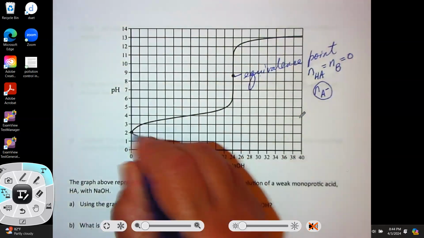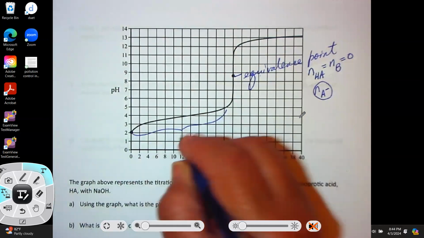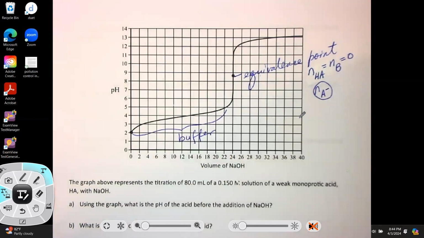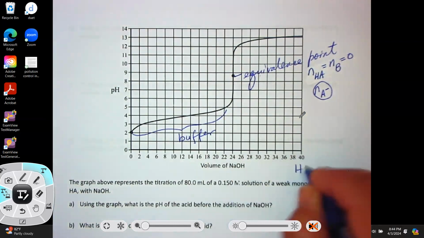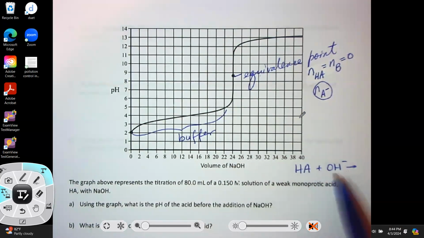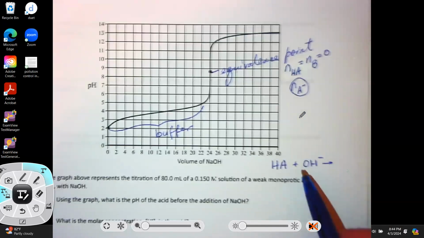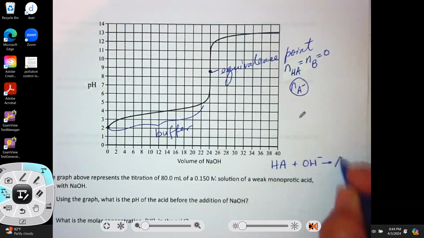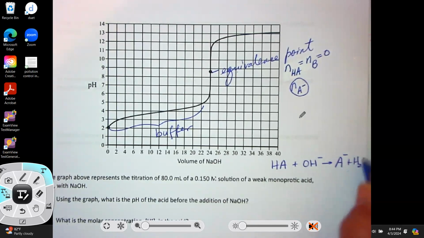All this section here is called the buffer section. The reason why it's called the buffer section is because during all that time that you're adding sodium hydroxide to a weak acid, as long as your sodium hydroxide is the limiting reactant, then you're going to have an excess of the weak acid, and then you're going to have the conjugate base of the weak acid being formed.